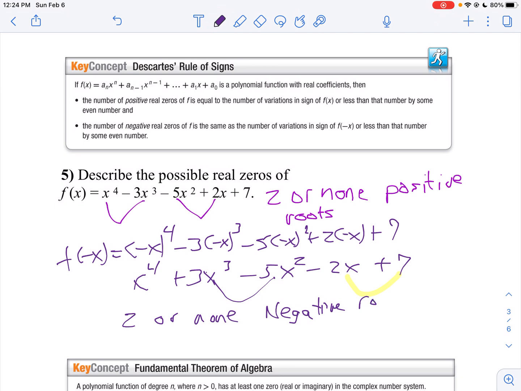So it doesn't eliminate much, but it does give you an idea of the kind of roots you're going to have.